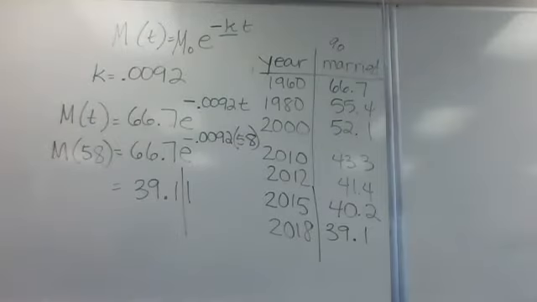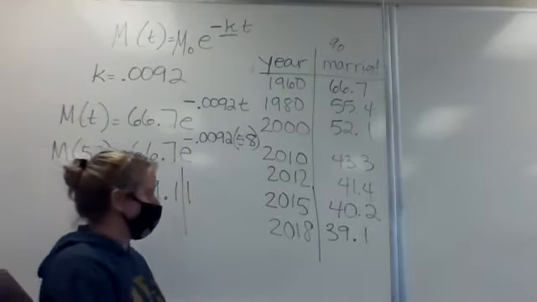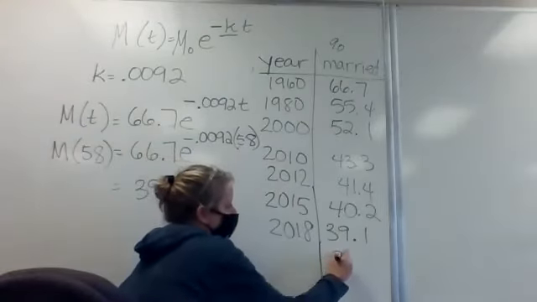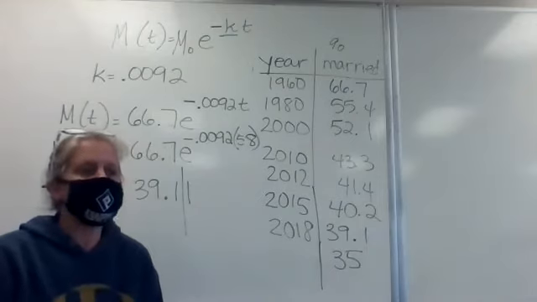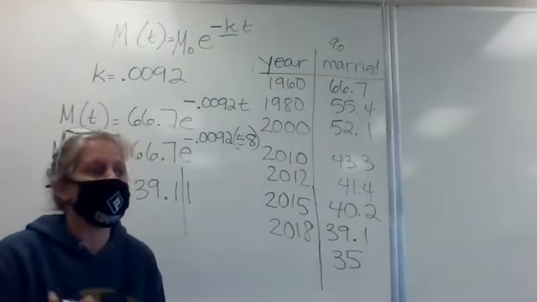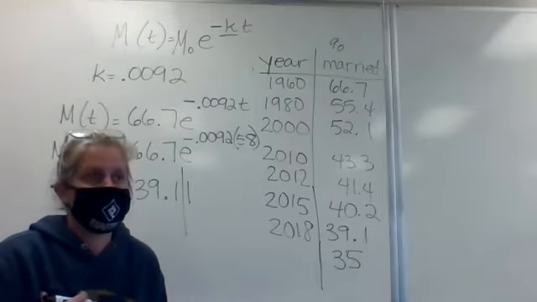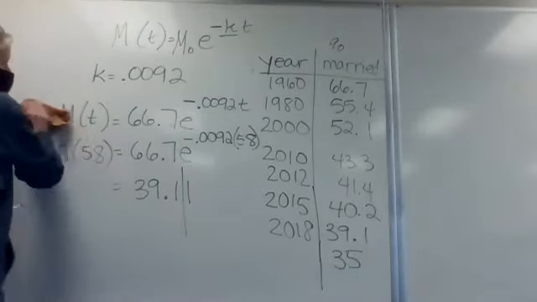So the last part says, at this decay rate, in which year will the percent of adults who are married be 35%? So now what do I know? That number, 35%, which is what? The end amount. What does it say I'm looking for? The years. So I'm looking for T. So I need to fill in everything but T.